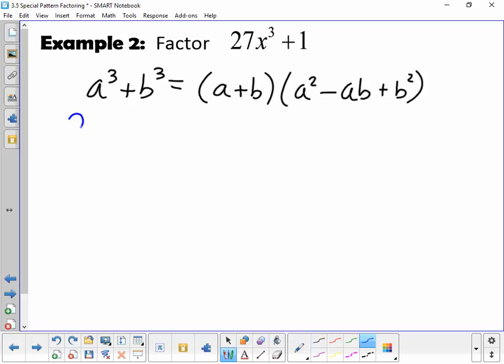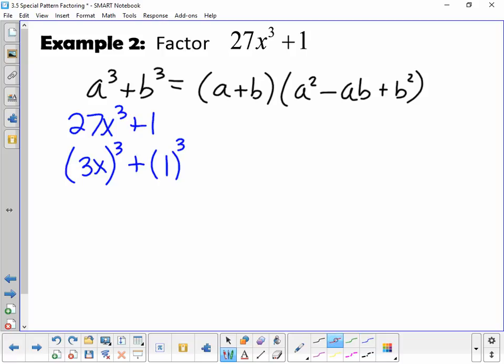So what we have is 27x cubed plus 1. So our A is like a 3x that's being raised to the third power, and B is 1. So this is A, and this is B. And again, I came up with A because I thought, what would I raise to the third power to get 27x to the third? So let's substitute those values into our pattern. 3x plus 1 is our A plus B.